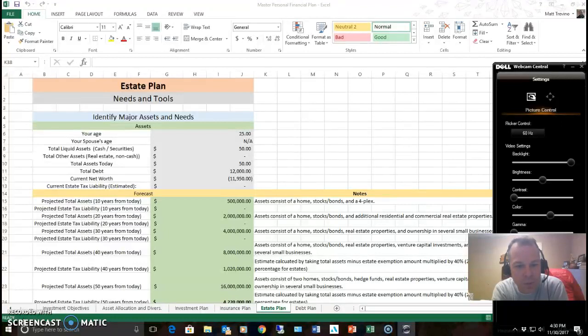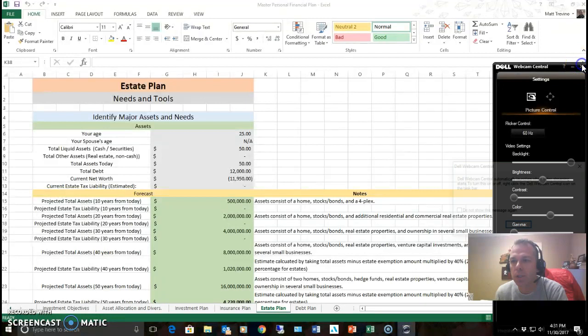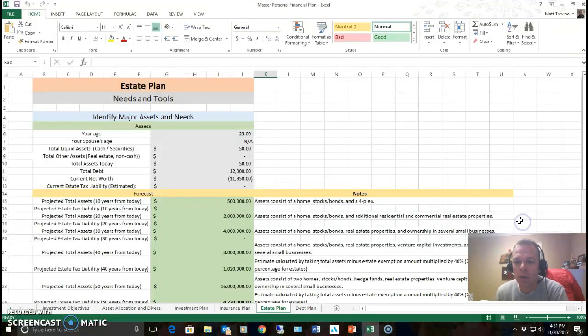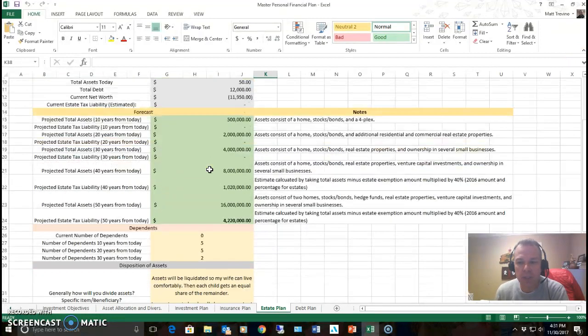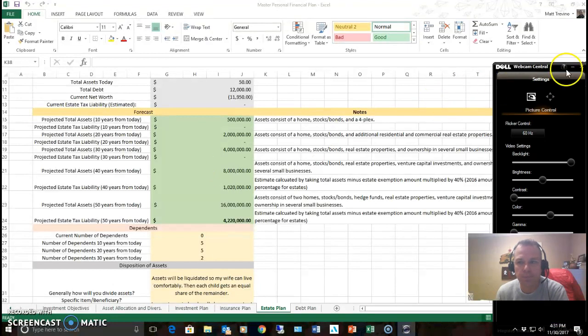Have this week's spreadsheet for the estate plan, and then for next week, the debt plan, and those are the last of the spreadsheets. And then your last assignment will be accumulating all of the spreadsheets into one master spreadsheet here. So I wanted to just go over the estate plan spreadsheet real quick.